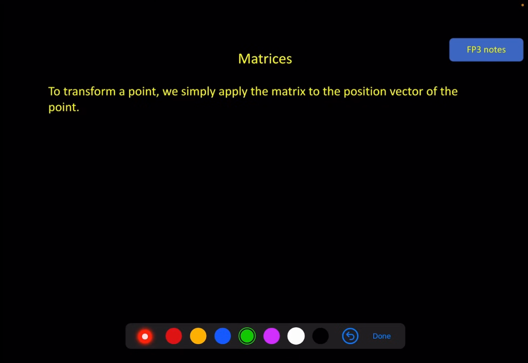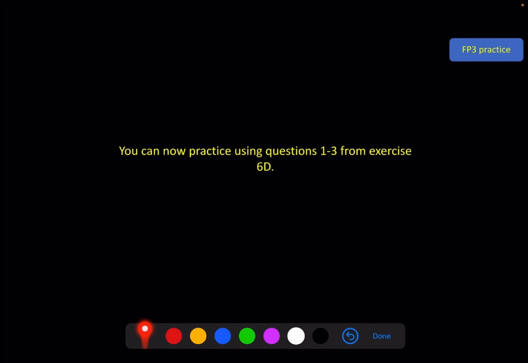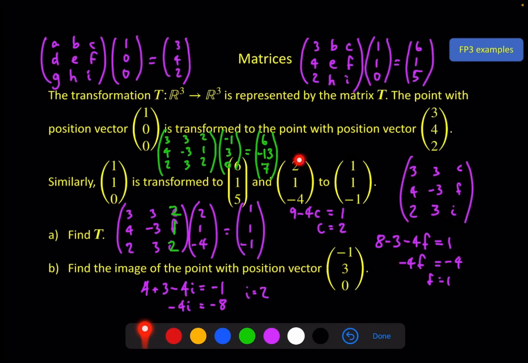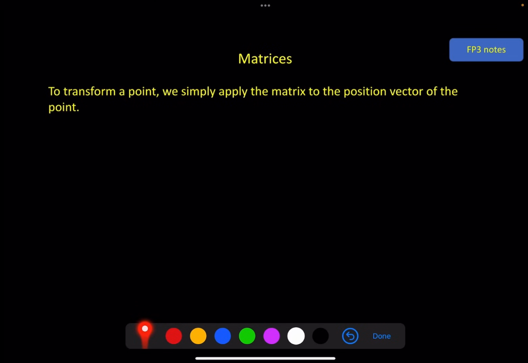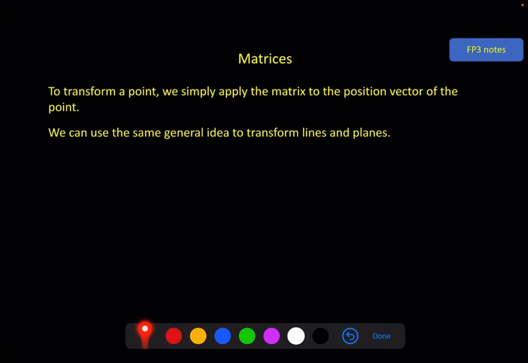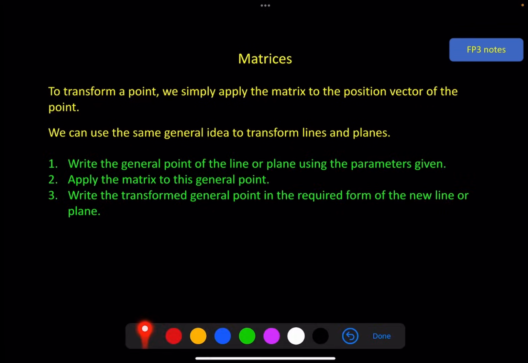So to transform a point, we do just what we did in the previous example. We apply the matrix to the position vector of the point. That's what we did here. And you can use that same idea for a line and for a plane, so long as you have the general point of the line or the plane. So if you've got the general point, you can simply apply the matrix to the general point, and that will give you the transformed general point, which you may or may not have to put into a different form depending on what the question asks you to do.